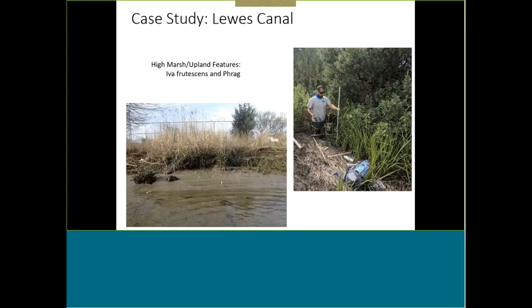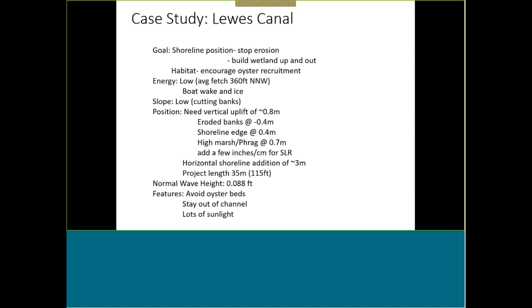Also looking at our upland features, we know that we have a little bit of low marsh left, but as we get to high marsh, it's dominated by Iva and Phragmites, so we don't want to create any kind of habitat where Phrag can easily colonize. You can also see in the picture on the left that due to all of the erosion there is a steep drop-off, and there's a sharp edge there that we need to account for building up to so we can reach our optimal height for Spartina to grow.